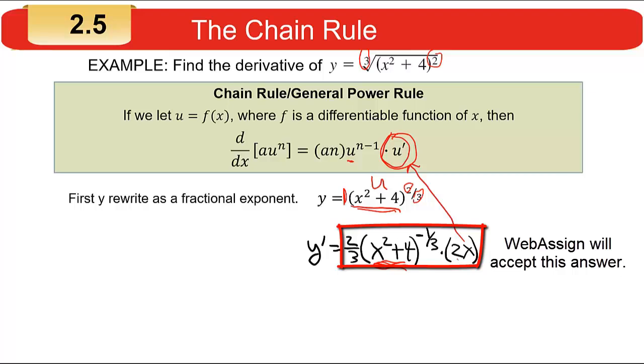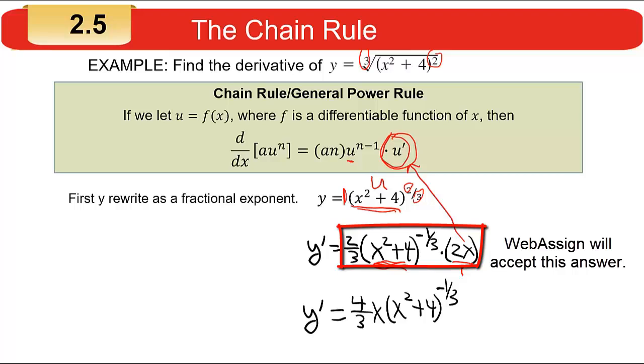And if you want to clean that up a little bit, you can take the 2x and multiply, which is like 2x over 1, by the way, and multiply it by the 2/3, and that gives you 4x over 3, or 4/3 x, times the quantity x squared plus 4 to the negative 1/3 power.